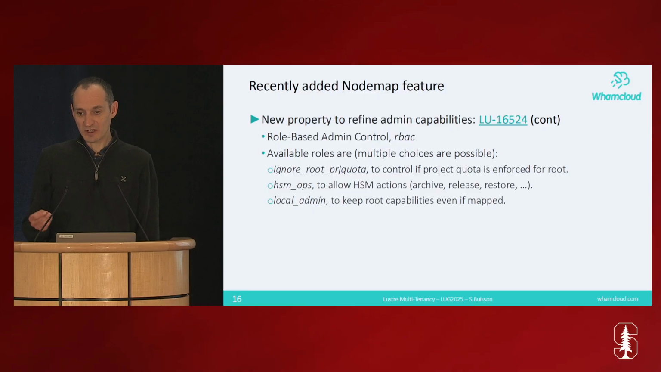What else? Very recently, we added the local admin property. It's interesting because when you have root on your Lustre client, it usually has some Linux capabilities. But if root gets mapped on server side, you would lose those Linux capabilities unless this property is set. In this case, you keep the Linux capabilities while you are on server side. So it's very convenient for local administrators of the tenant.